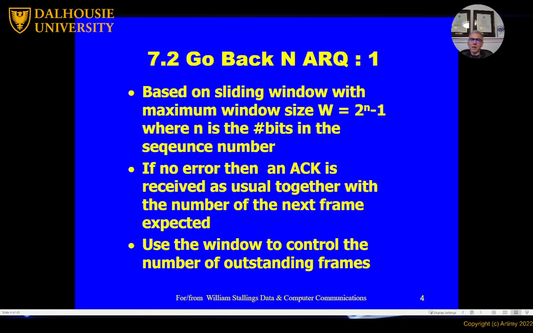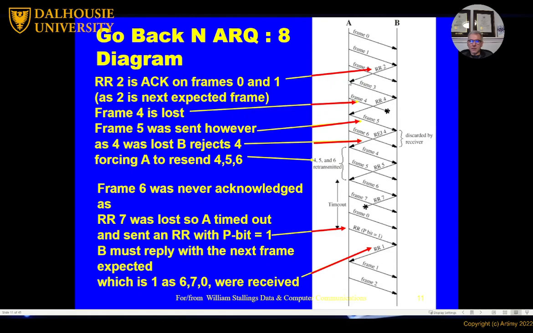This mechanism depends on the sliding window, so it is based on the sliding window. The idea of the sliding window alone is used for flow control. But if we do the go back N thing, we add error control to it. The idea can be explained by this picture here. There are several examples.